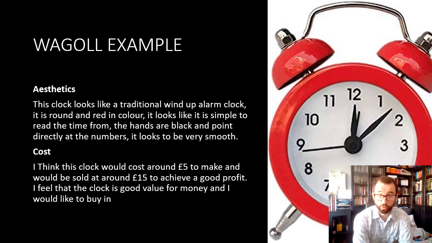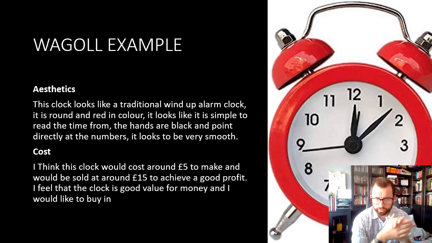So on this slide, we have a waggle. I've taken this from the clock project in year 8, actually. So here's a picture of a clock that I found on the internet. This clock looks like it's a traditional wind-up alarm clock. It is round and red in colour. It looks like it's simple to read the time from because it's got clear numbers. The hands are black and point directly at the numbers. It looks to be very smooth, so that's talking about its texture.